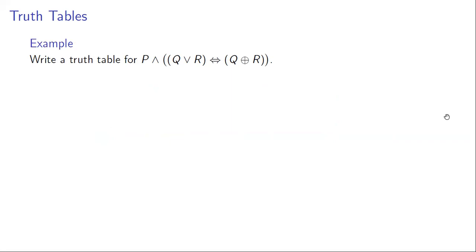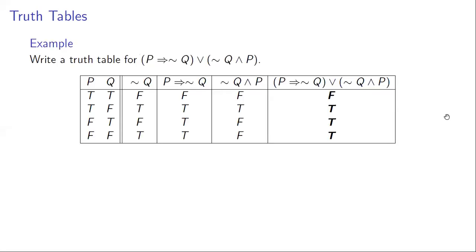Now, something to think about is how many different combinations of truth values can be assigned to P, Q, and R. In the previous example, we had 2 variables, and there were 4 different possible combinations of truth values. That's why we had 4 rows in the main part of the table, not counting the headers, because there are 4 possible combinations of truth values that can be assigned to P and Q. Each one could be true or false.